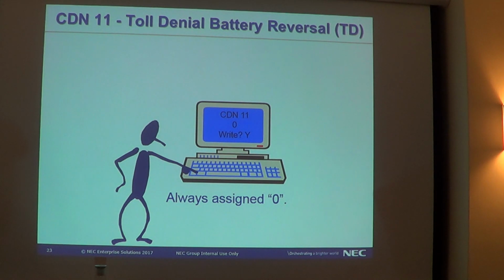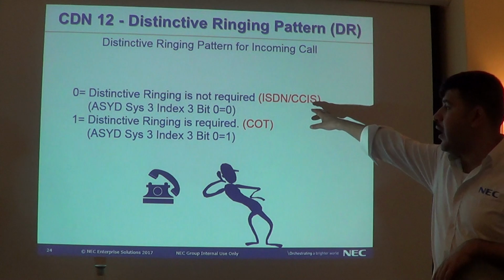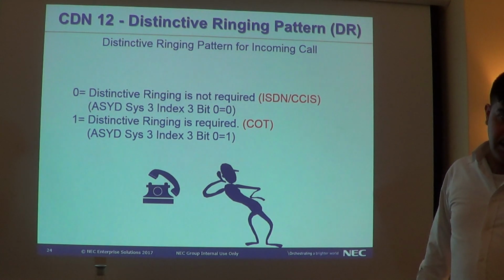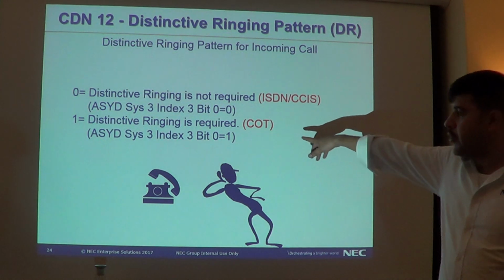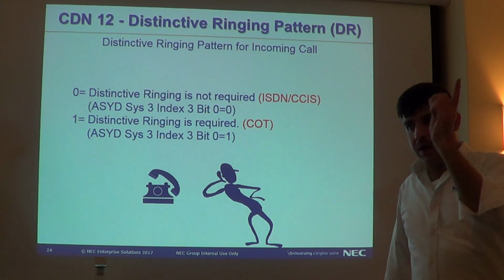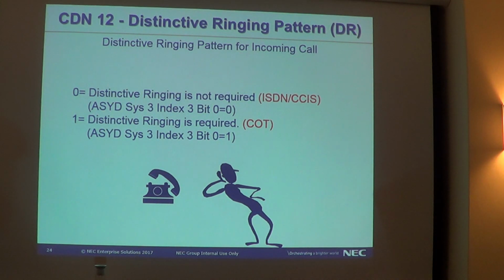Distinctive ring is mainly used for COT, that means this kind of ring pattern that can be distinctive to send the caller ID in the right format. In ISDN and CCIS, the caller ID message will come in the data channel, but here you really need the right kind of signaling to receive the caller ID. Do I remember the last case? We had it in Ahwaz. I think it was related to this.